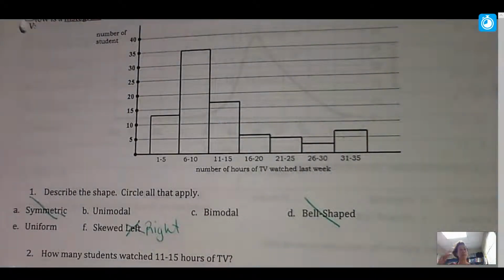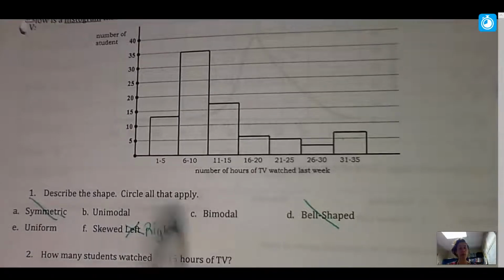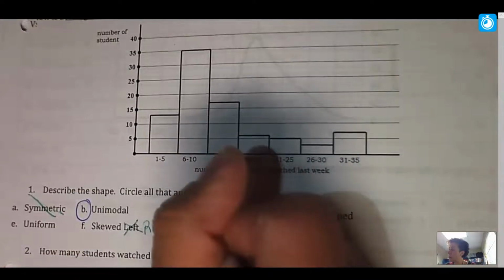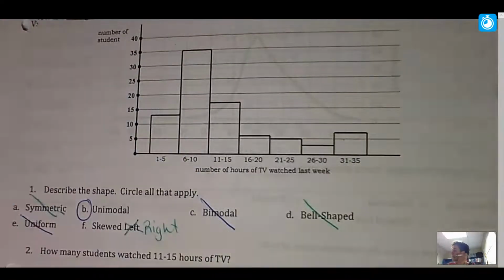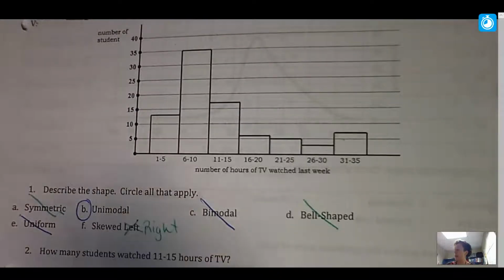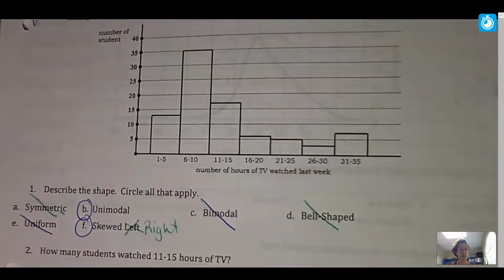So the next thing, besides is it symmetrical or is it skewed as far as the shape goes, is how many peaks does it have? Is it one peak, unimodal with one mode, bimodal, or uniform? And I have one clear peak here, so it is unimodal. So it's not bimodal. It's unimodal. I think I said uniform. So I'm going to circle that and cross out the other. So B and F would be my more particular things to do. So now we'll talk about the other things.